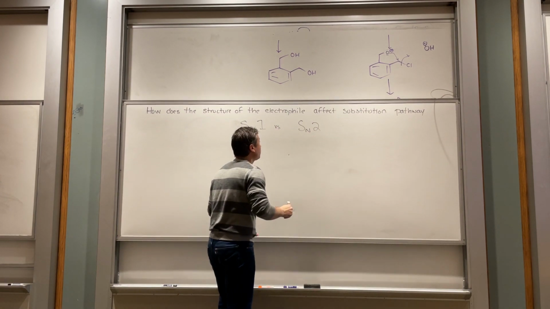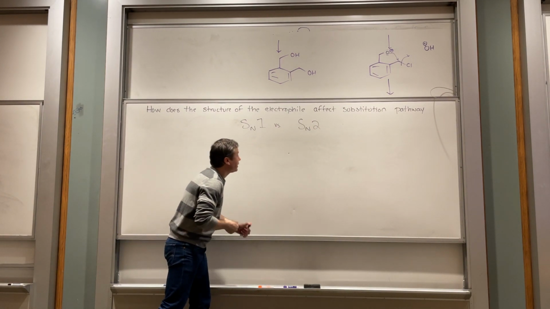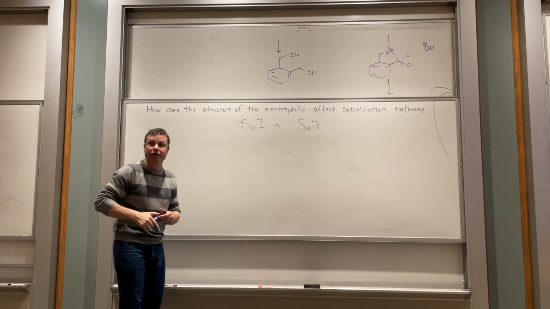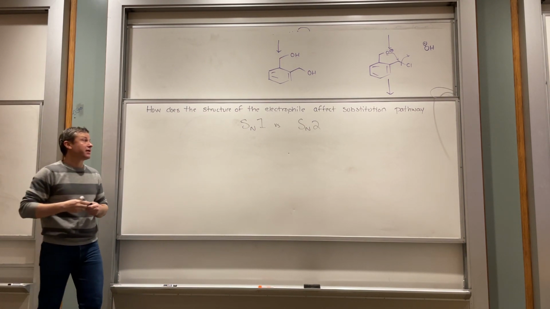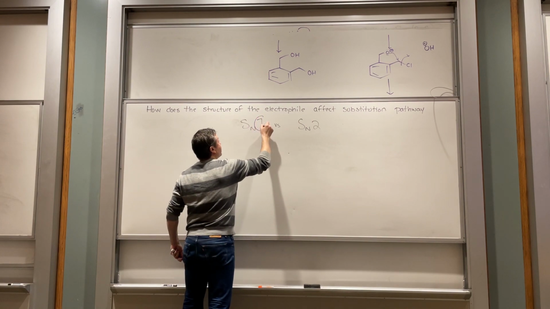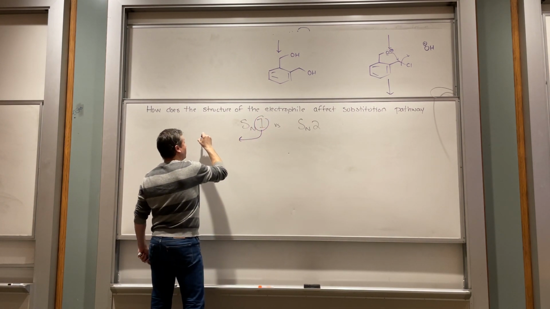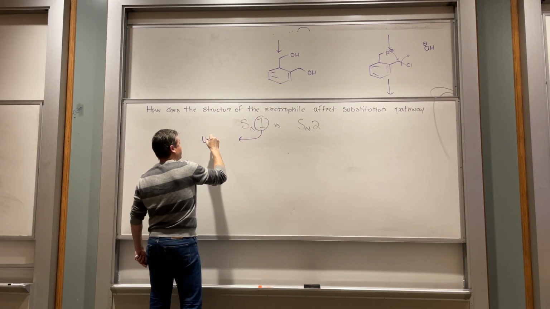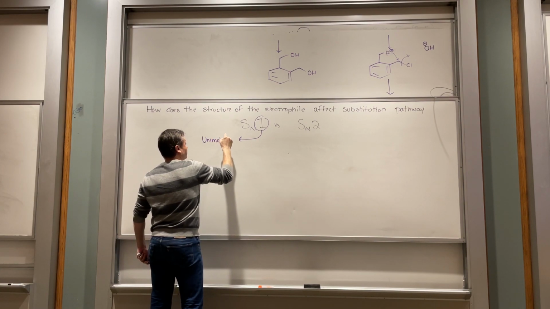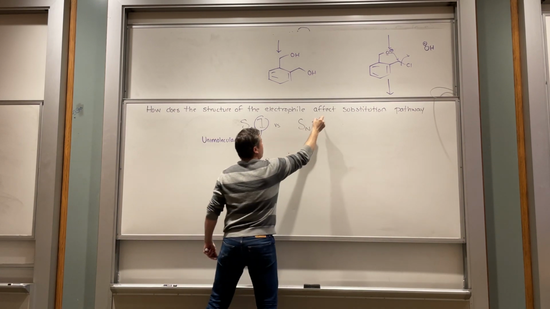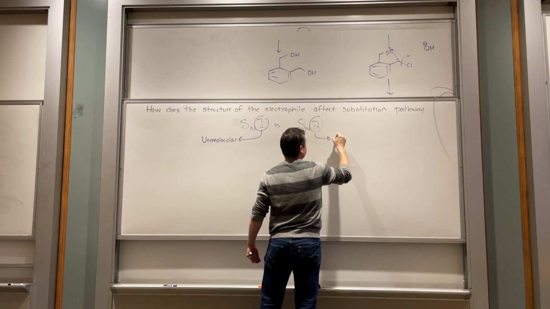So compare SN1 and SN2, and we're going to start by looking at how the electrophile is going to affect the pathway, the specific pathway. Just a reminder, the 1 of SN1 means that that reaction is unimolecular. And the 2 means that reaction is bimolecular.